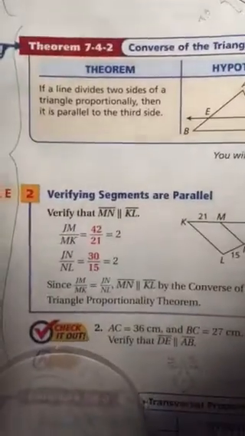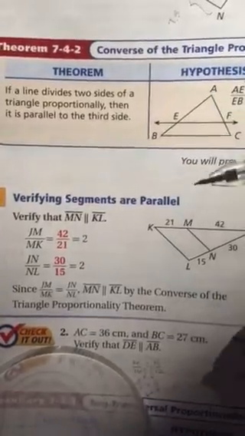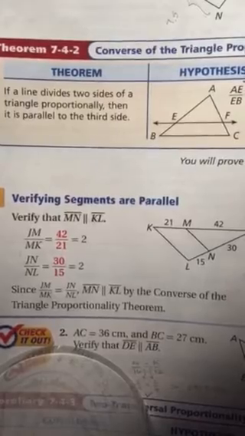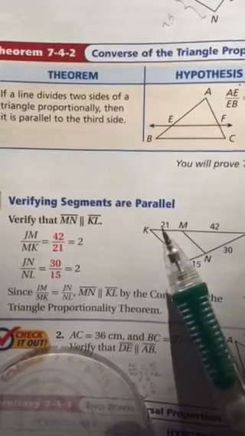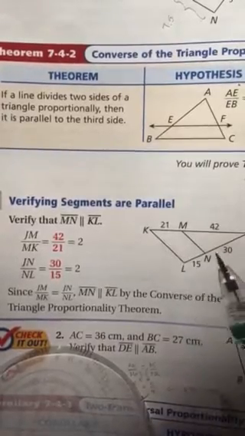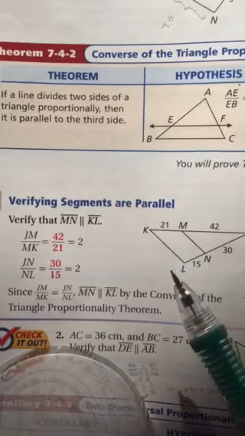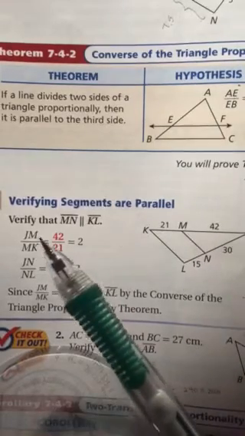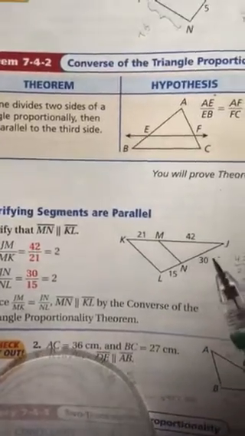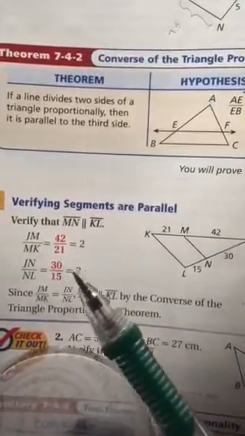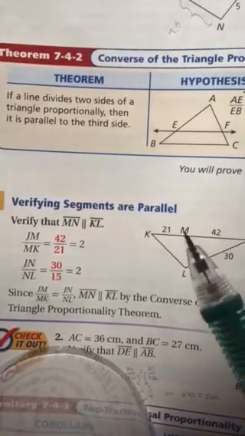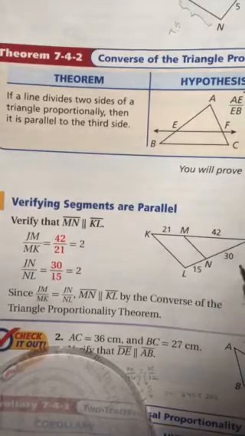So let's look at an example having to do with that. This time we're going to verify that MN and KL are in fact parallel by proving that 42 is to 21 in the same way that 30 is to 15, or that those are proportional. So let's try it. JM over MK is 42 over 21, and that reduces to 2. JN over NL is 30 over 15, which also reduces to 2. So these two sides are proportional, which means that MN is in fact parallel to KL.